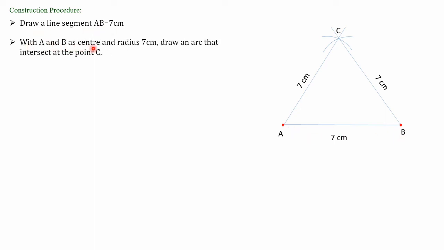Then with A and B as center and radius 7 centimeter, draw arcs that intersect at the point C. So take your compass and measure this length AB, 7 centimeter. Fix the compass at A. Draw an arc. Fix the compass at B. By using the same radius, cut the previous arc. We get a point C. Join AC and BC. Triangle ABC is the required triangle. So we have joined AC and BC, and ABC is the required equilateral triangle.